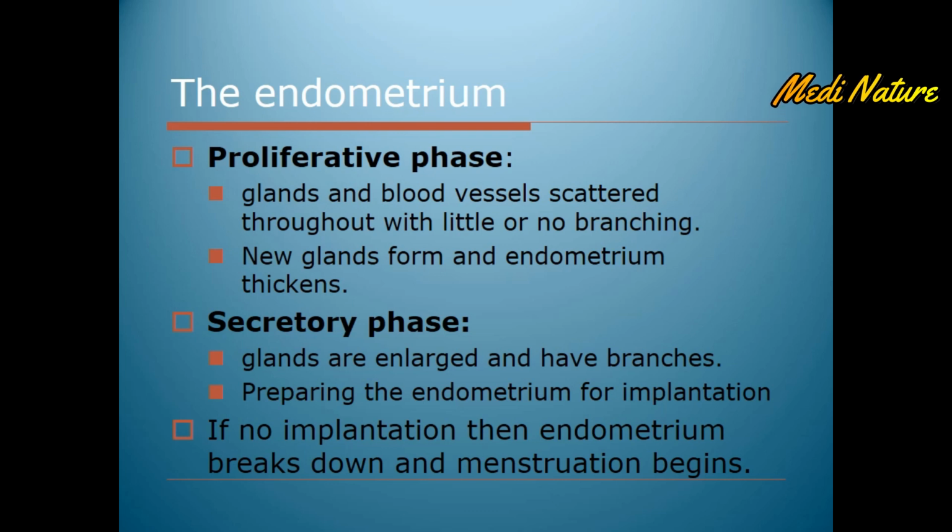And then it reaches the secretory phase. There, glands are enlarged and they have branches. During this phase, the stratum functionalis is preparing for implantation. If there is no implantation, then the endometrium, or this stratum functionalis, breaks down and menstruation begins.